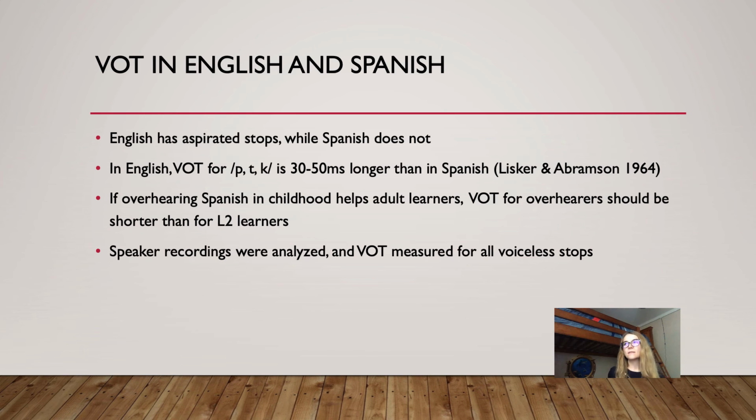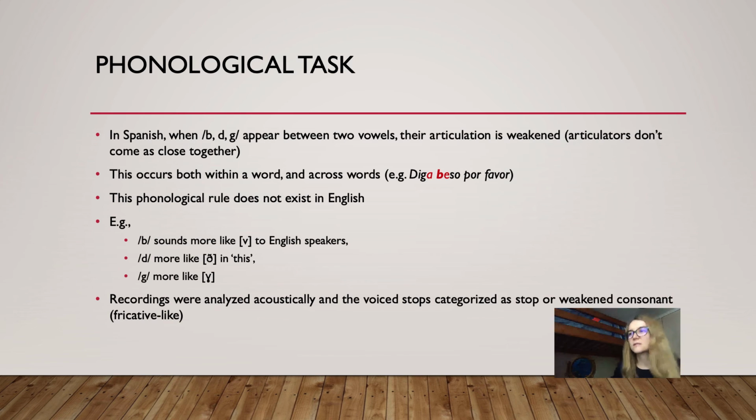Okay, and then for ba, da, and ga, that's the other task. I'm just going to go more quickly through this one. When you have a B, for example, as in diga beso por favor, if you have the B in between vowels, this B would be pronounced more like a V. Diga beso, and also the G actually. Diga beso por favor.